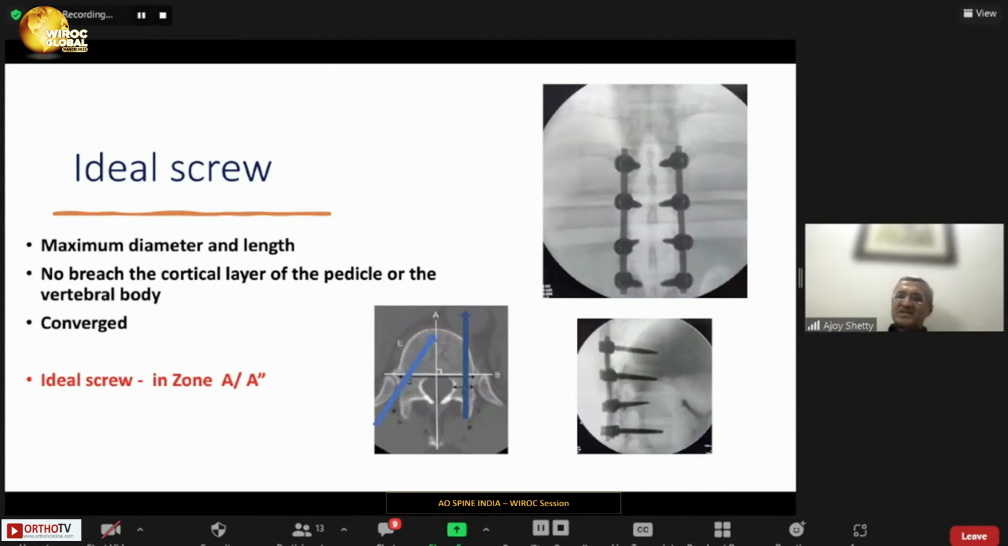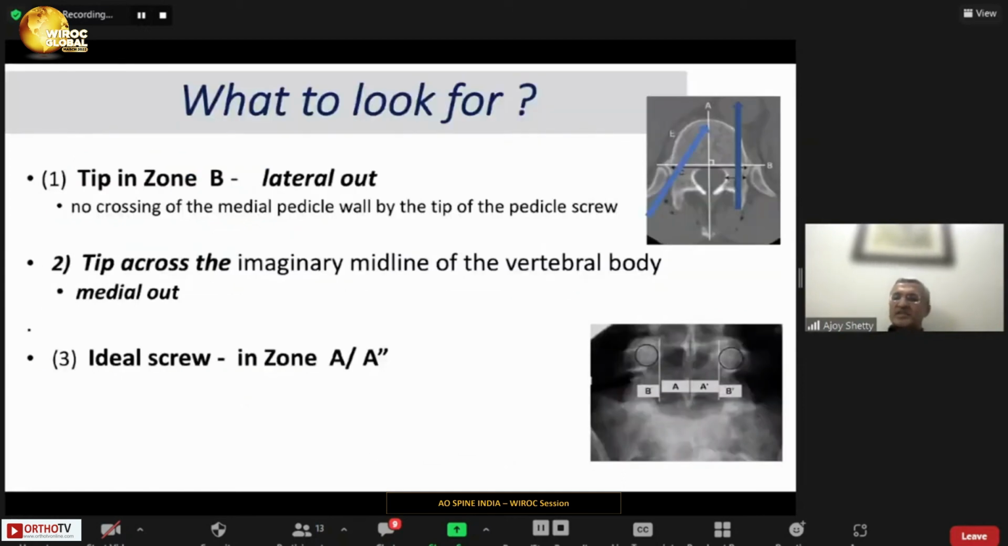Coming to what is the ideal screw? The ideal screw is situated in zone A, that is, between the medial wall of the pedicle and the midpoint. It's also important that when you are putting a rod in, you always mobilize the head away, because the majority of the time nowadays we only use a polyaxial screw head. You mobilize the head away so that the tip of the screw is independently visualized, separate from the head of the screw. That's very, very important.